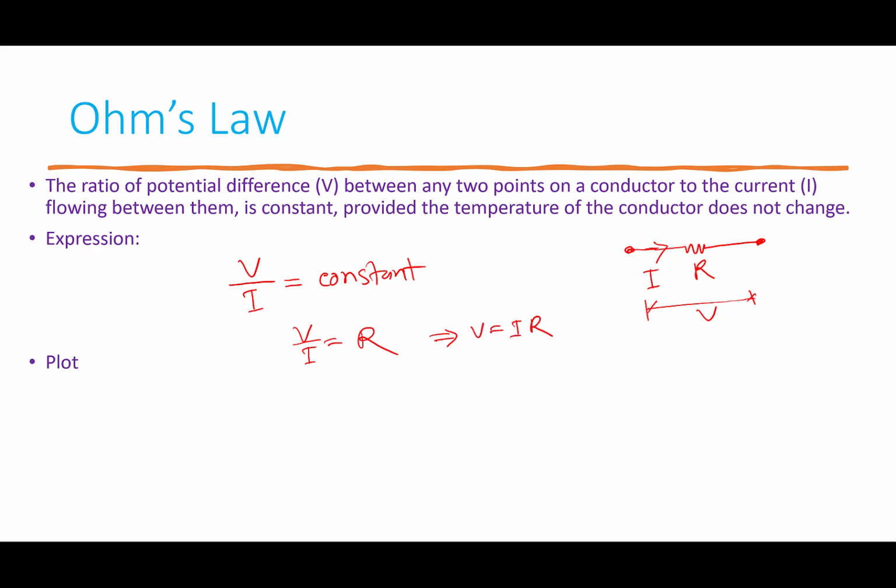We can also show it graphically. Say in the x-axis we are trying to plot the voltage V, and in the y-axis we are trying to plot the current I. Now if the voltage is increased, current will also be increased in a proportionate manner. That means the VI curve will be a straight line like this.